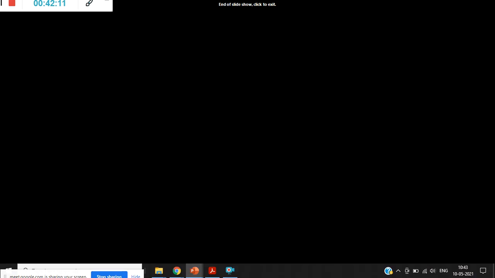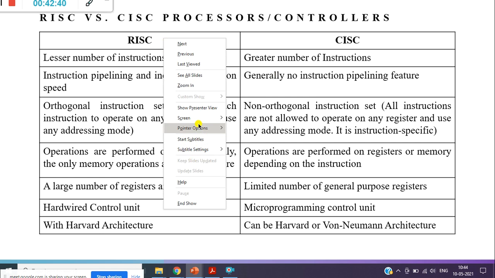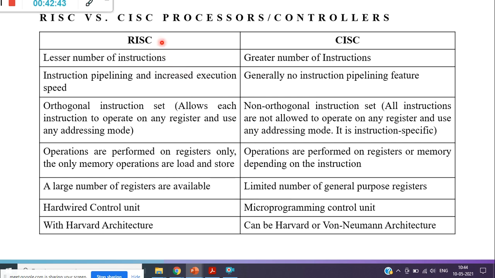Okay, coming to CISC and RISC architecture. From the definition itself, you know that RISC stands for Reduced Instruction Set Computer, whereas CISC architecture is called Complex Instruction Set Computer architecture. Normally, in any RISC architecture, reduced instruction set means the number of instructions should be very small. Here it ranges from 30 to 40 instructions only.